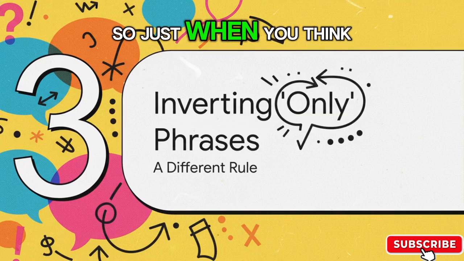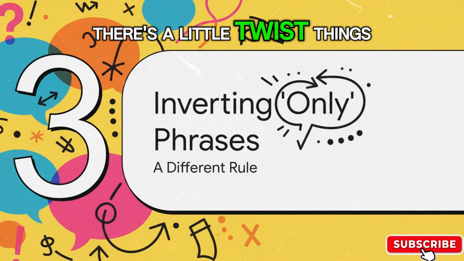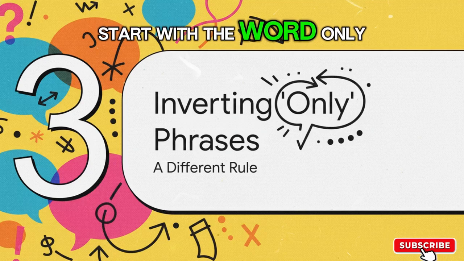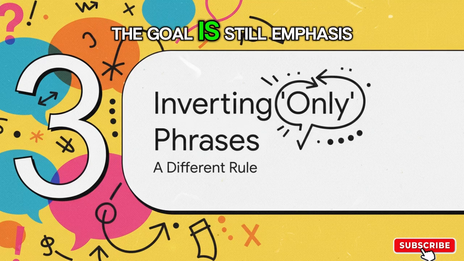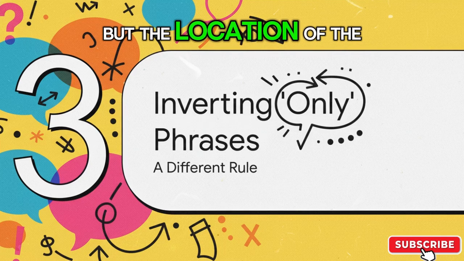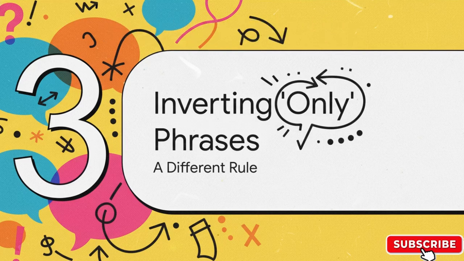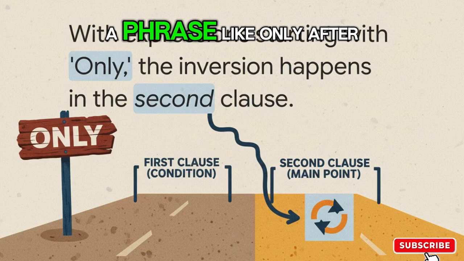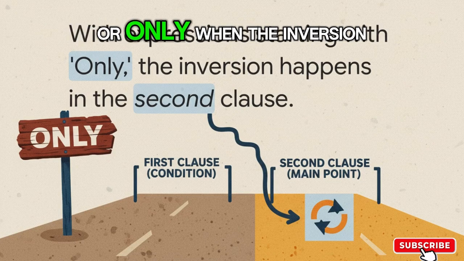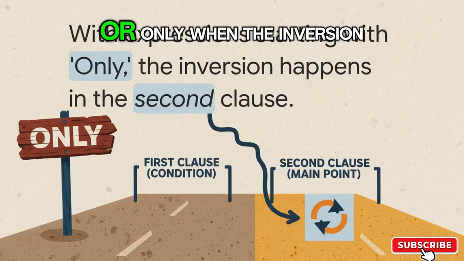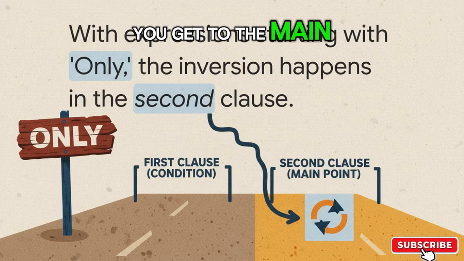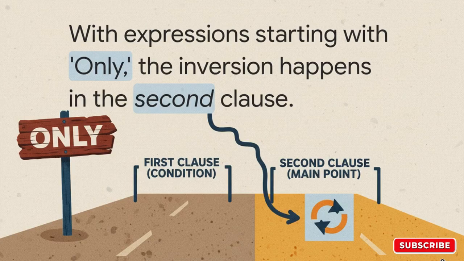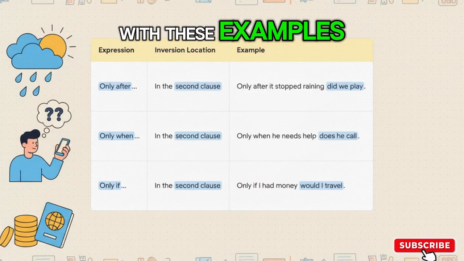Okay, so just when you think you've got it, there's a little twist. Things work a bit differently when we're using phrases that start with the word only. The goal is still emphasis, but the location of the inversion changes. And here's the crucial shift. When your sentence starts with a phrase like only after or only when, the inversion doesn't happen immediately. You actually wait until you get to the main part of the sentence, the second clause, before you do the flip. So let's break this down with these examples.